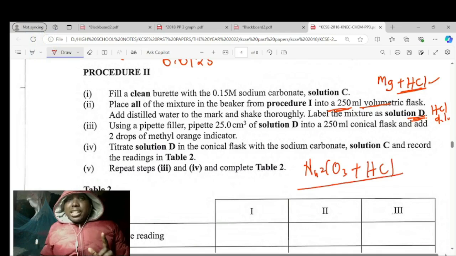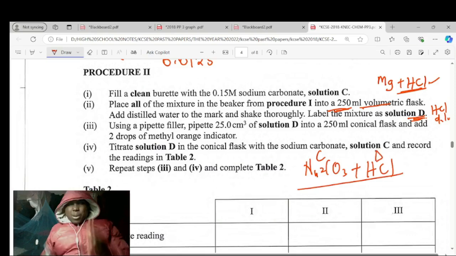That is what I want you to understand. Remember, this is C and this is D. If you cannot understand it this way, then that becomes a problem. You need to understand the way I'm getting it here.